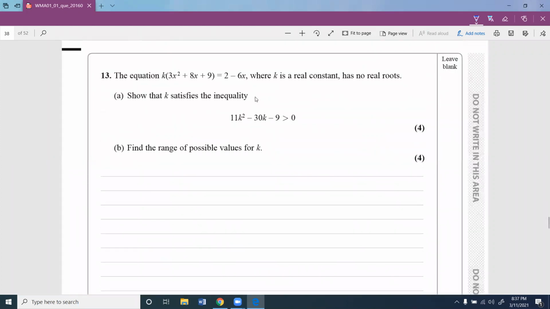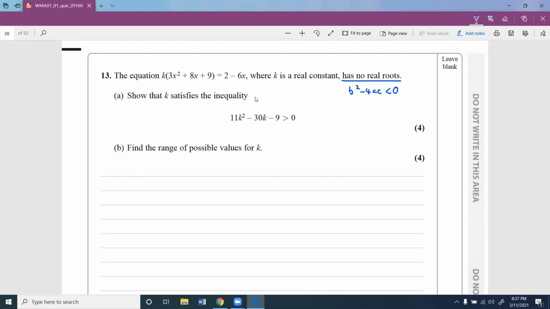If you come up with this question today: the equation k(3x squared plus 8x plus 9) equals this much, where k is a real constant, has no real roots. As soon as you hear the term no real roots, we get the concept of the test of the discriminant: b squared minus 4ac is less than 0.